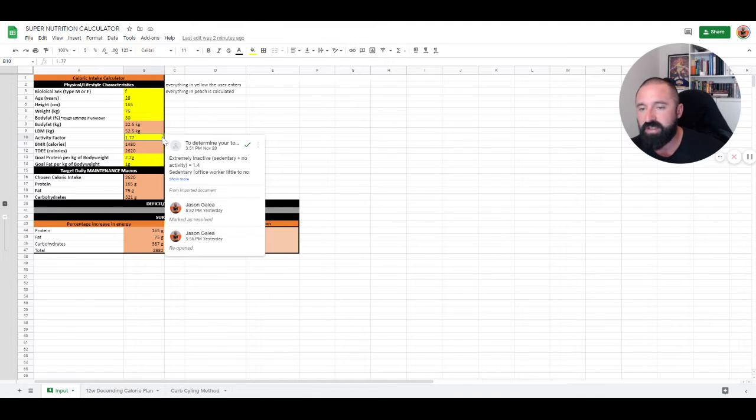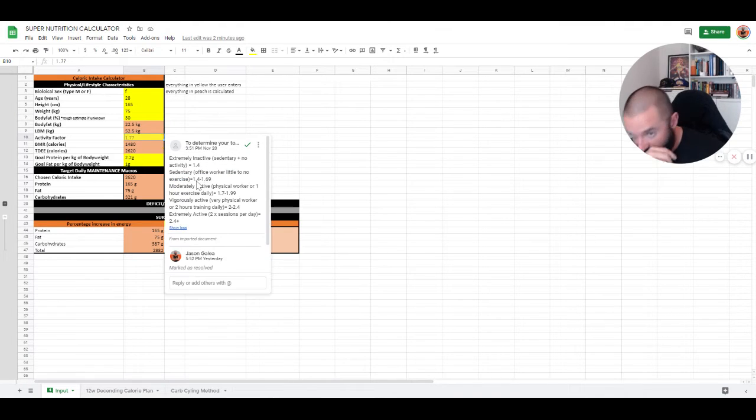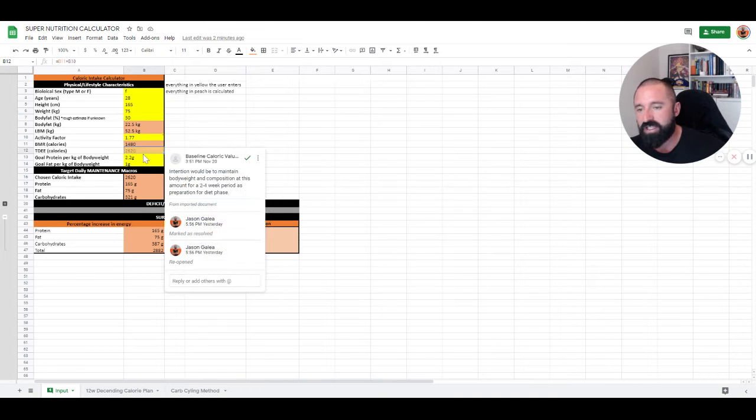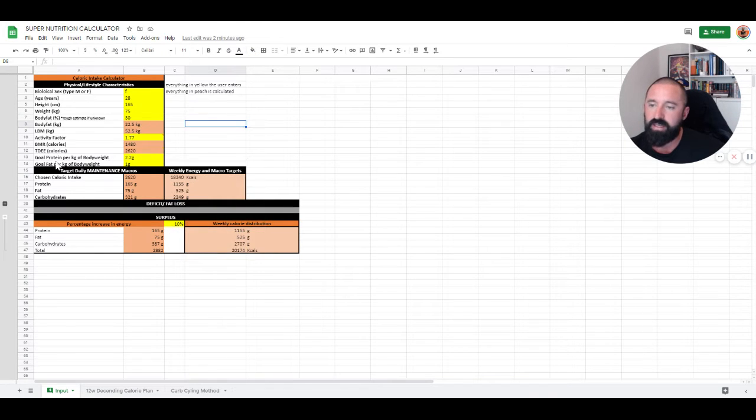Then you've got activity factor, so it's just what's their physical activity level. There's some comments here on how to ascertain that figure. I've gone with 1.77, which is a physical worker or someone who does 1 hour of exercise daily. That'll spit out their BMR and total daily energy expenditure, and then we can give them an assigning of protein and fat off their grams per kilo body weight.